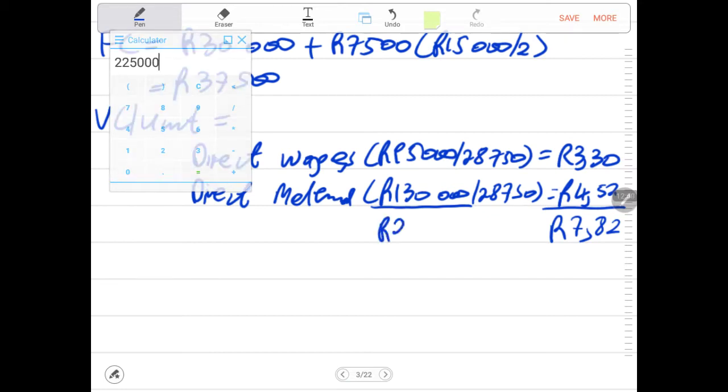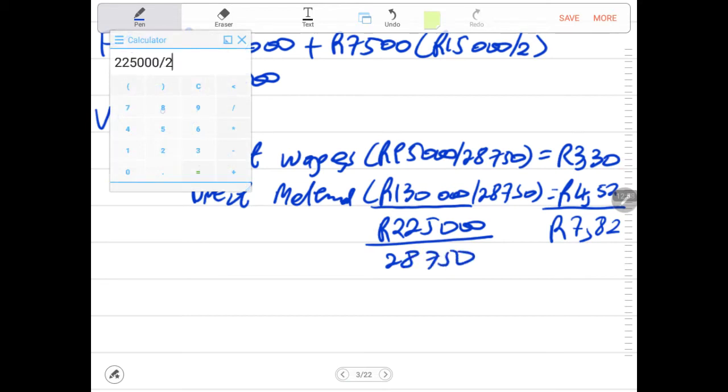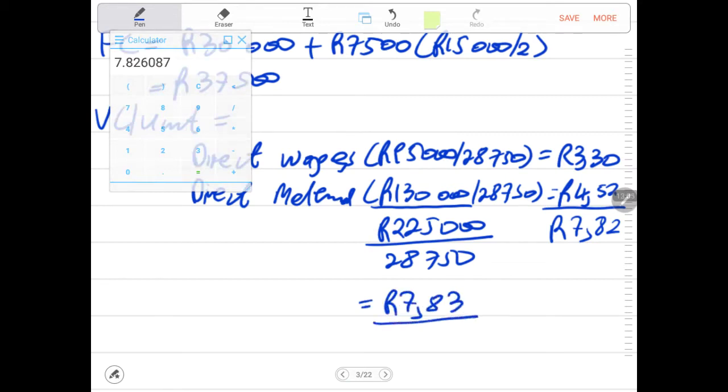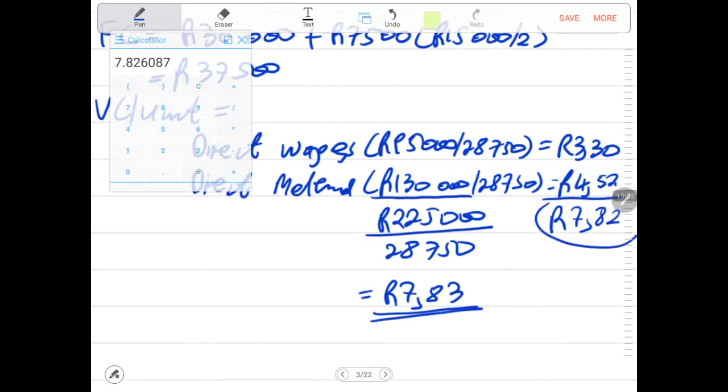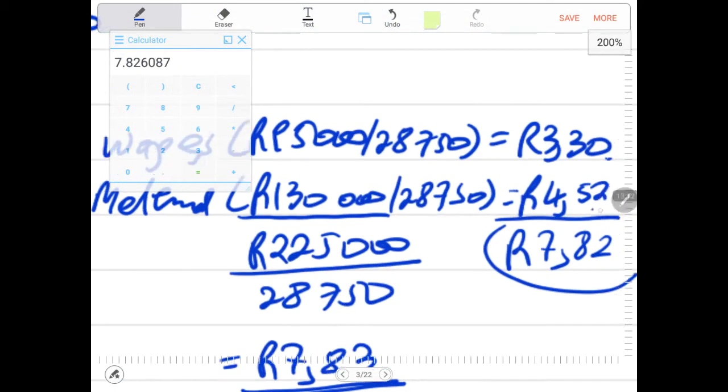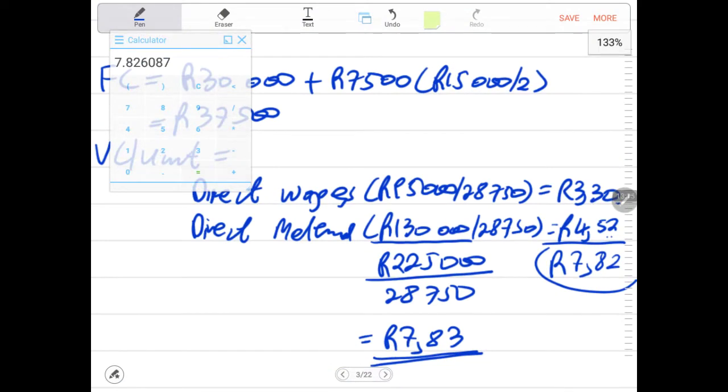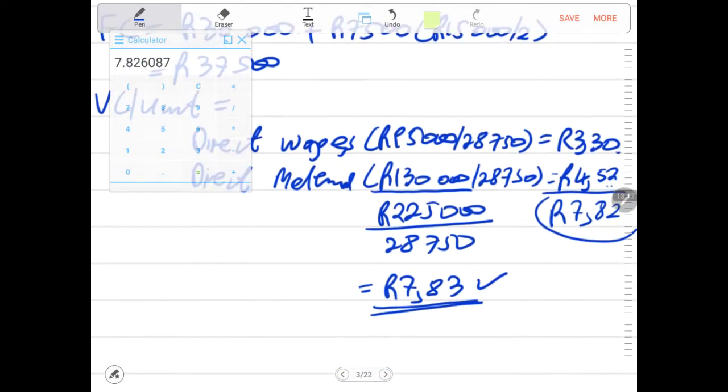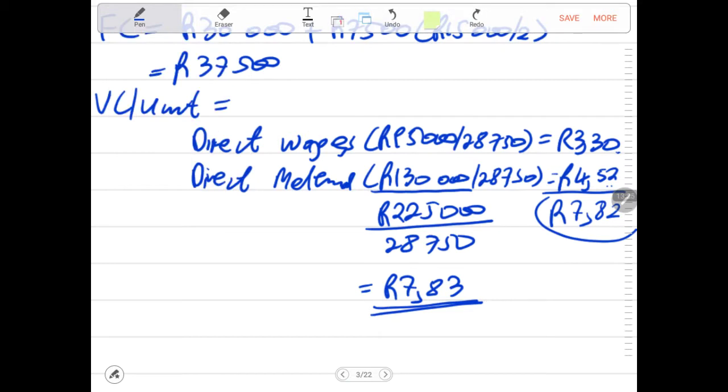It gives us 225,000. 225,000 divided by 28,750. We get 7 rand 83 cents. Now there's a slight difference. This is 82 cents because I rounded off here. I should have taken all the decimals, also here all the decimals. Now I'll take the more accurate one where I did not round off before the final answer. Now this will be the variable cost per unit, meaning the variable cost regarding direct material and direct wages.